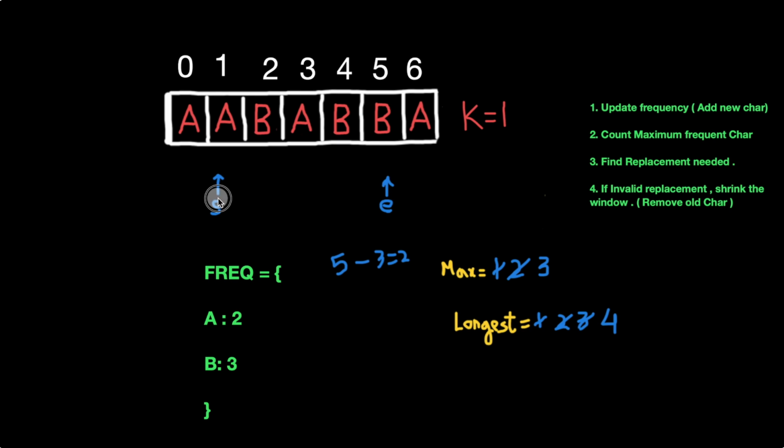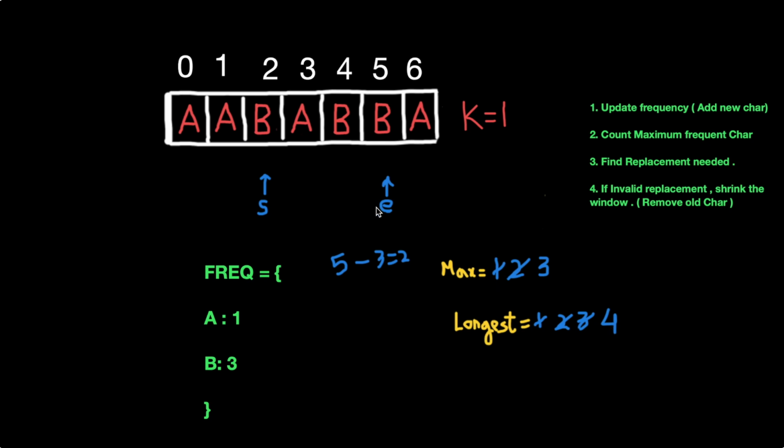So we'll shrink by moving this start pointer here. You know that if it's an invalid replacement, after shrinking, we'll remove the old character, that is A. So I'll update the frequency of A here. My current sliding window is of size 4, so I don't have to update the longest, it's already 4.